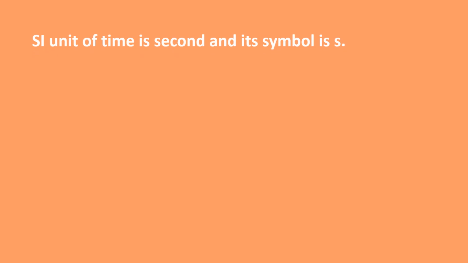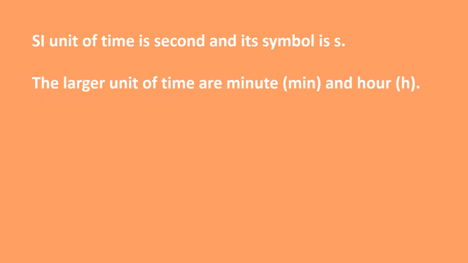SI unit of time is second and its symbol is s. तो टाइम का SI यूनिट है सेकेंड और इसका सिंबल है स्मॉल s. The larger unit of time are minute and hour. तो इसके लार्जर यूनिट कौन से हैं? लार्जर यूनिट है मिनट एंड आवर। मिनट के लिए min और आवर के लिए स्मॉल h.